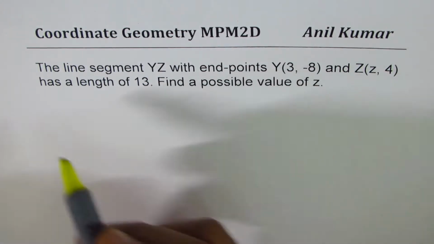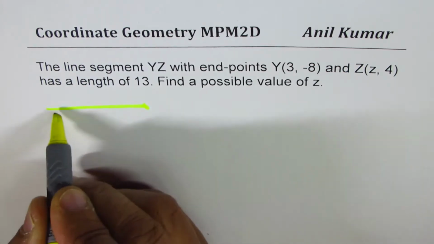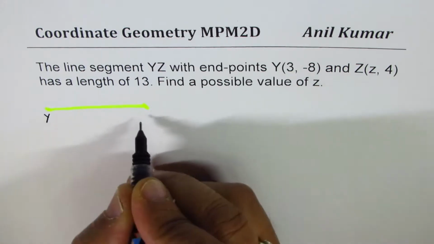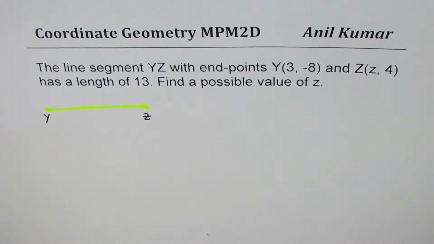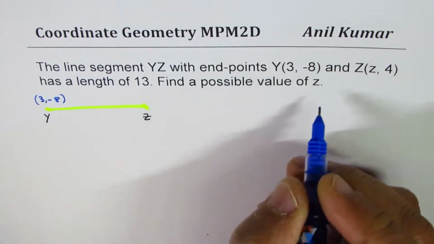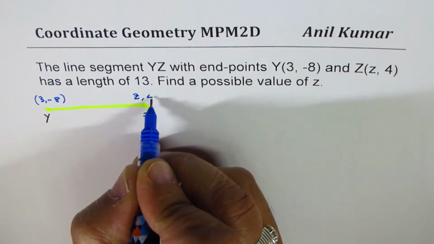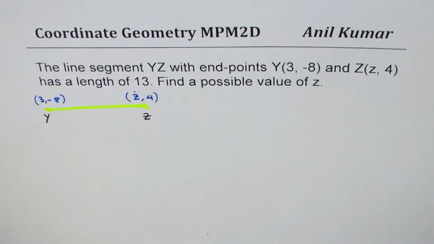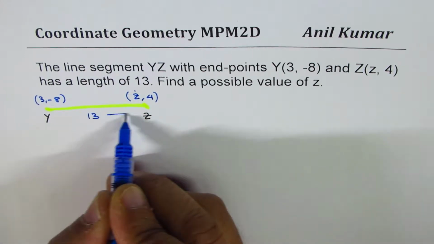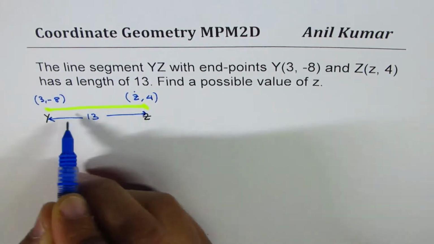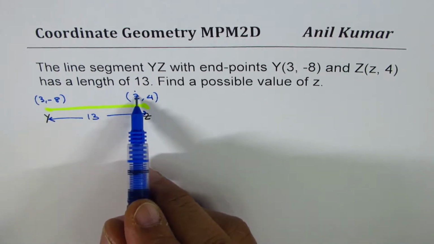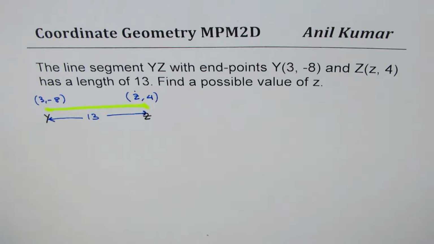So what we are really given here is a line segment YZ; this is Y, this is Z. The coordinates are (3, -8) and (z, 4), right? So we don't know what z is, that is unknown. However, we know that the length is 13. So with the help of the length formula, we can find the value of z, correct? That is the whole idea.